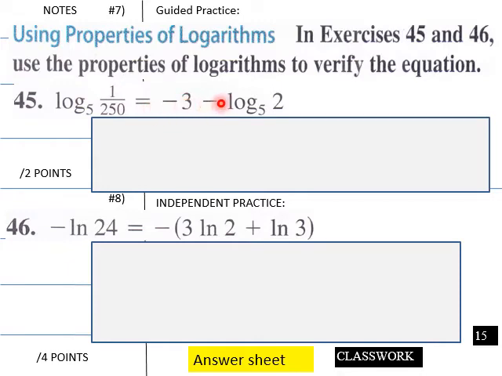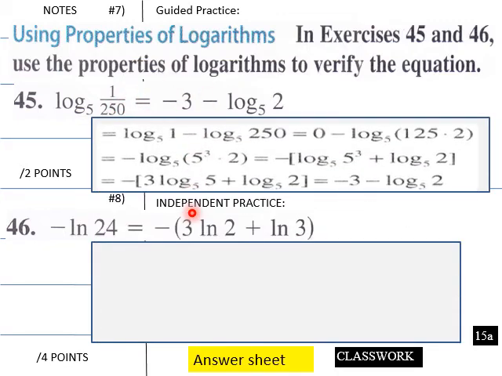equals negative 3 minus log base 5 of 2. So what in the world? Okay, everybody, we're going to get into our guided practice here, number 7, and we're going to use properties of logs to verify this equation here. Students, this is yours down here. Pay attention up here so you can have an idea what to do down here.